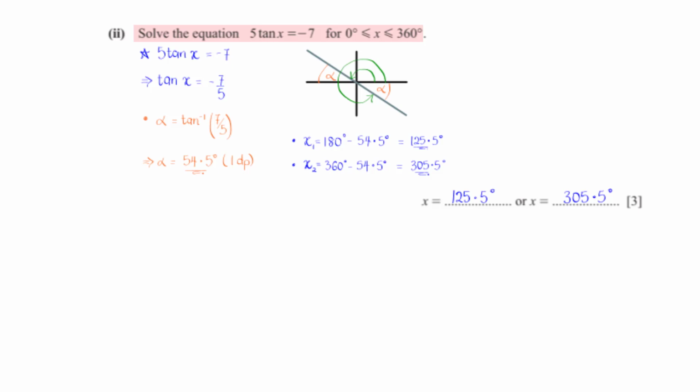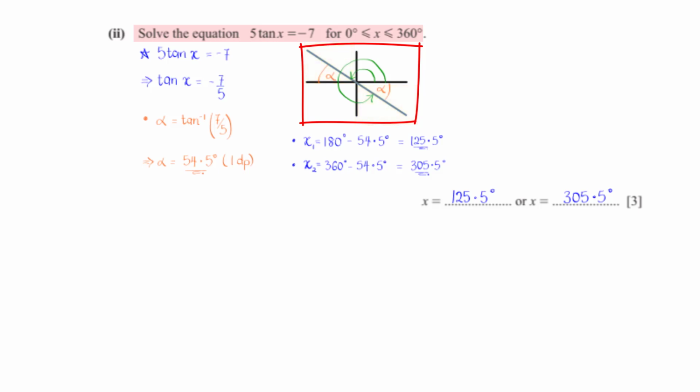When we make tan x the subject, we have negative 7 divided by 5. So first, we find the value of alpha, which is tan inverse the positive value of tan x, which is 7 over 5. This gives us 54.5 degrees, correct to 1 decimal place. To get the full range of values for x, let's draw our quadrants. The value of tan x is negative, and so we are going to draw our line in these quadrants where the value of tan is negative.